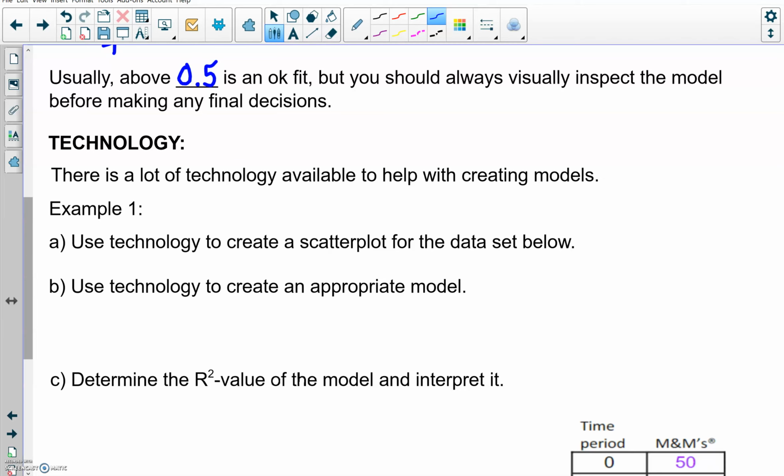Okay, so what we're going to do now is stop part 1, and I'll pick up with the technology in part 2.